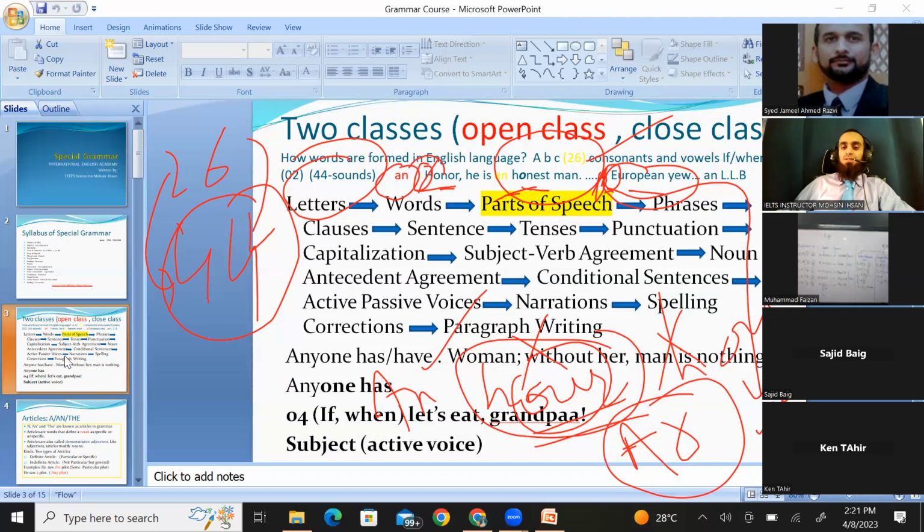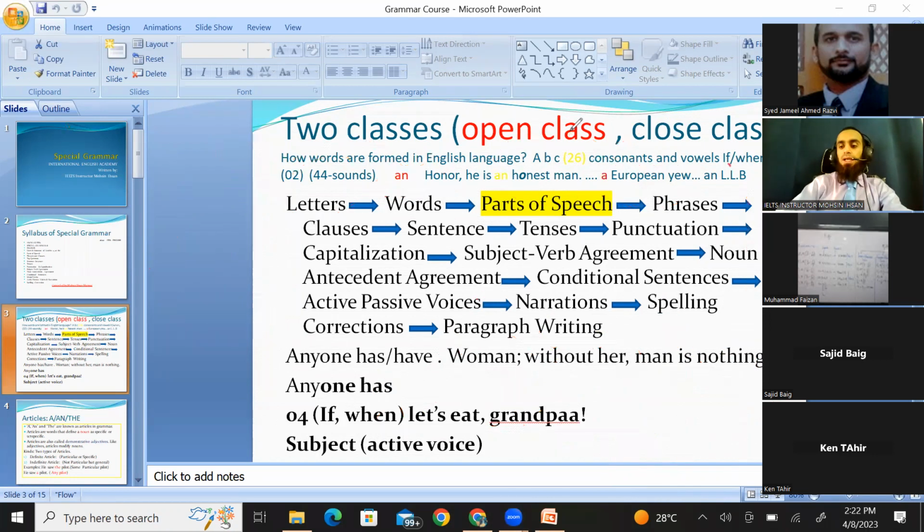Yes. Sir, he's an LLB. He is an LLB. Okay. Why? Sir, I don't know the reason behind it, but I have heard it many times. Okay, yes. Here we have an LLB because the sound of L is like "el."